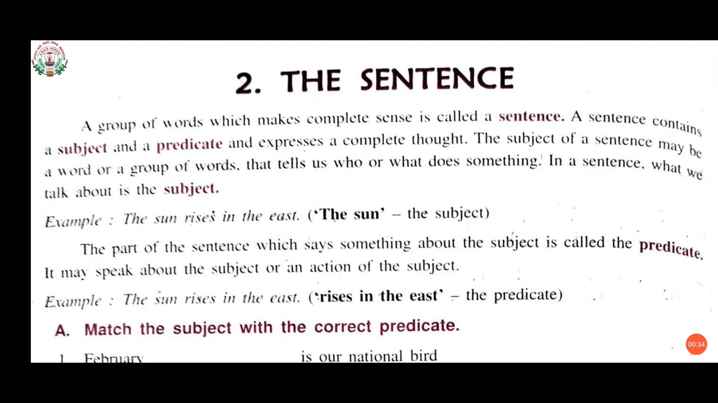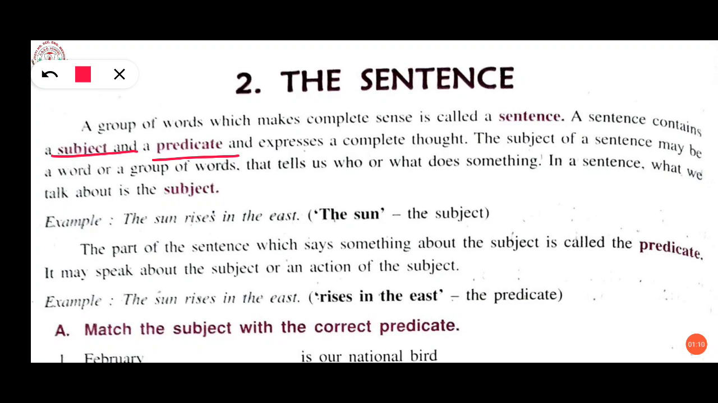We have also learned that a sentence has two parts, a subject and a predicate, and expresses a complete thought, meaning without using a subject and predicate we can't complete a sentence. Now, what is a subject? A subject is the part of the sentence that names whom or what the sentence is about.